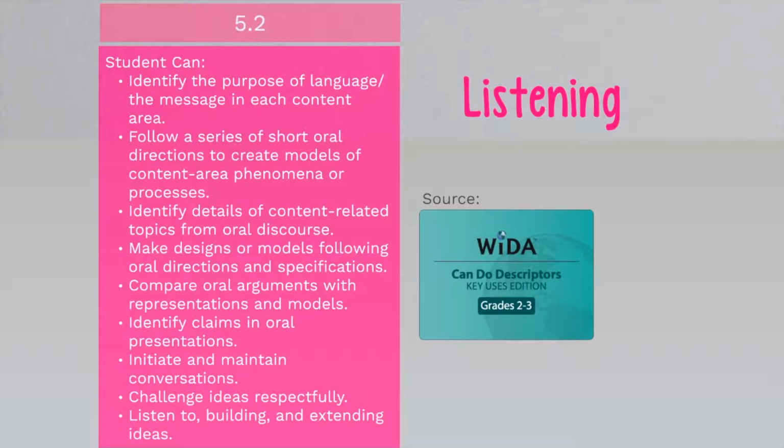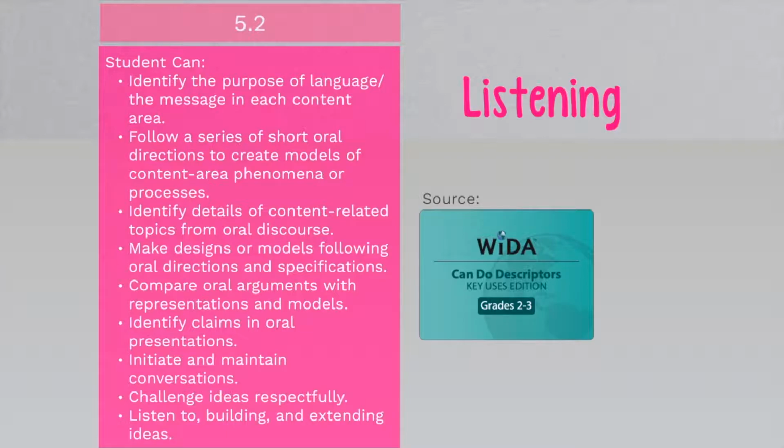In listening, he scored a 5.2. He can process explanations by identifying the purpose of the language or the message in each area. He can follow a series of short oral directions to create models in a content area or process. He can process recounts by identifying details of content-related topics, mapping designs, or modeling, following oral directions.